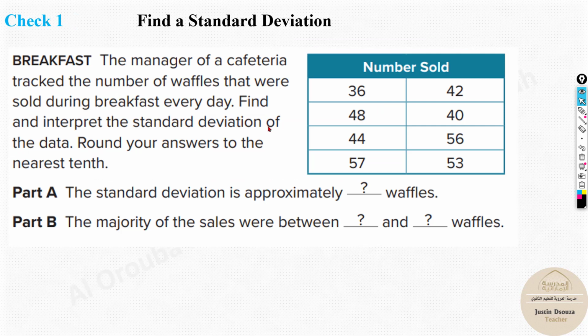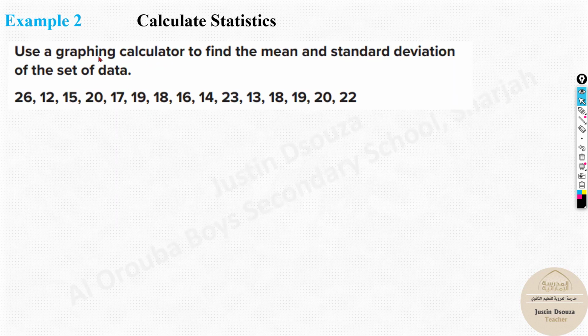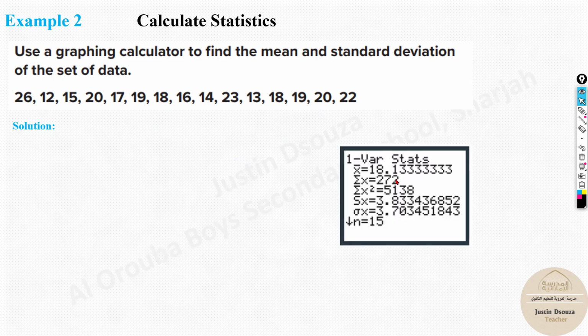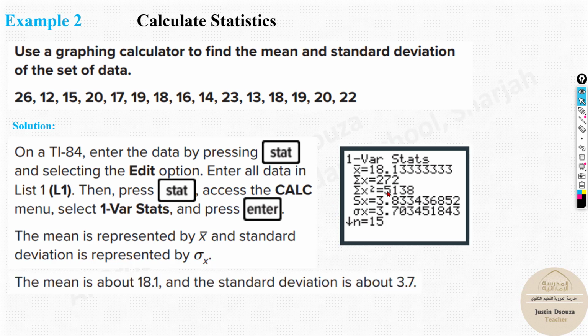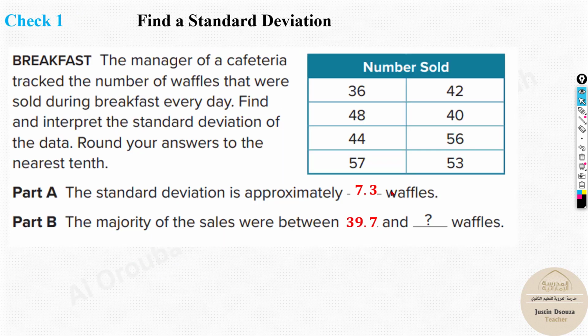We will look at another problem, but this time I will show you the calculator method, because if you go to example 2 here, you can see they have asked for graphing calculators. We don't have a graphing calculator. With a graphing calculator it's very easy and you get all the values directly. But we have a scientific calculator and you can solve this in a scientific calculator as well. So let us solve this using the calculator.